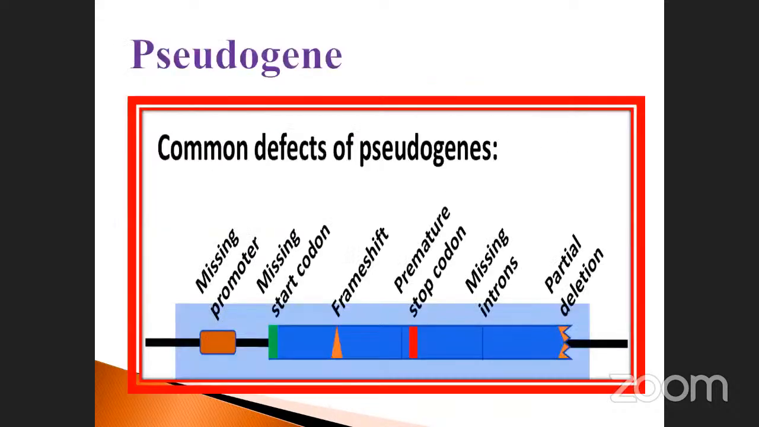Okay. See the next one. These are the common defects of pseudogenes. Missing promoter. Suppose this is the structure. When you are going to study the lac operon concept.